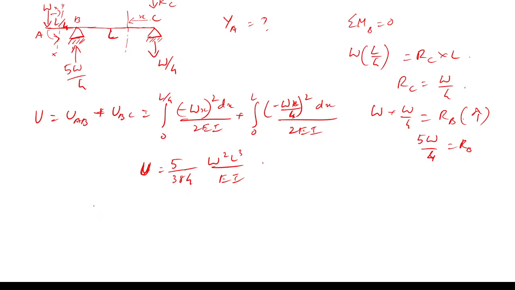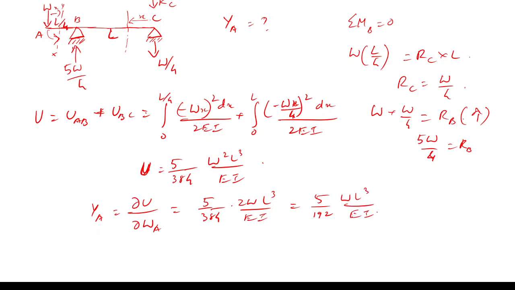So if I want to find the deflection, then I need to differentiate with respect to W at point A. So it should be 5 by 384 into 2W L cubed divided by EI. So it will be 5 by 192 W L cubed divided by EI.